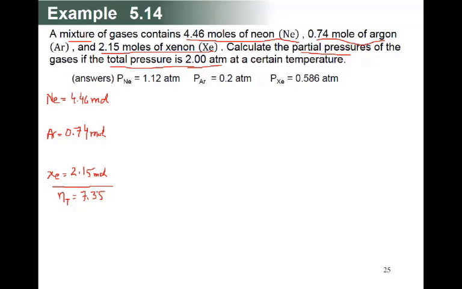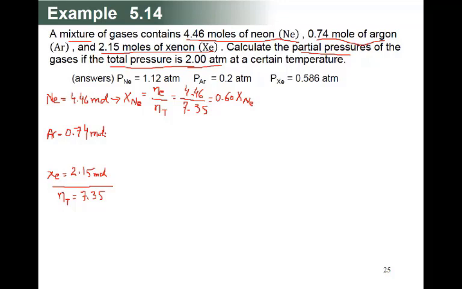Now this number of moles we have to convert into mole fraction. So the mole fraction of neon is equal to the number of moles of neon divided by total moles, that is 4.46 divided by 7.35, and this is equal to 0.60. This is called the mole fraction of neon.